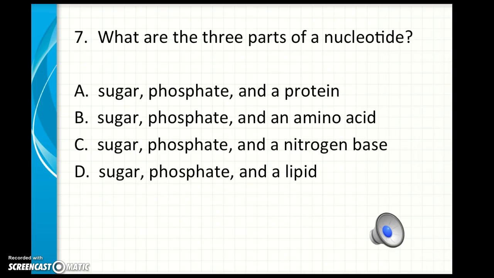Question 7. What are the three parts of a nucleotide? A. Sugar, phosphate, and a protein. B. Sugar, phosphate, and an amino acid. C. Sugar, phosphate, and a nitrogen base. D. Sugar, phosphate, and a lipid.